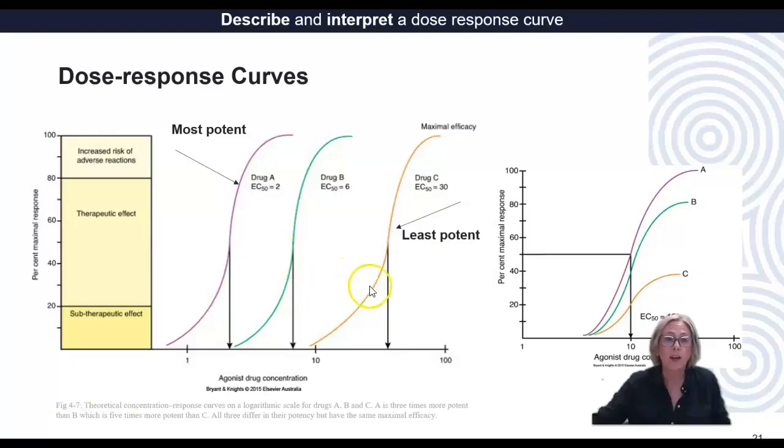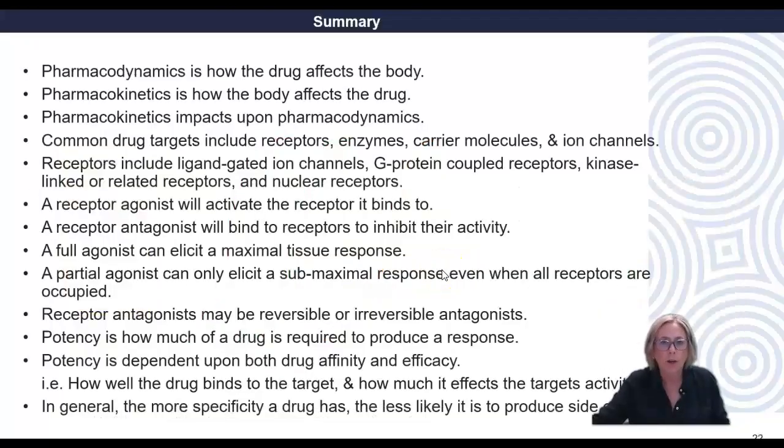Okay, so I have now finished this part of the topic. When I come back, I'm going to be talking about desensitization, or you might know it as tolerance. There's a slight difference between them, but you can also use this summary slide just to really consolidate your learning of what we've done so far. So I'll see you all soon.